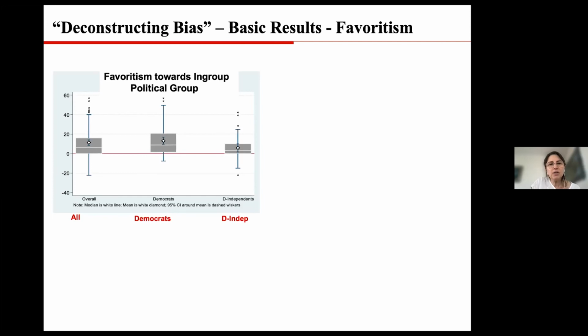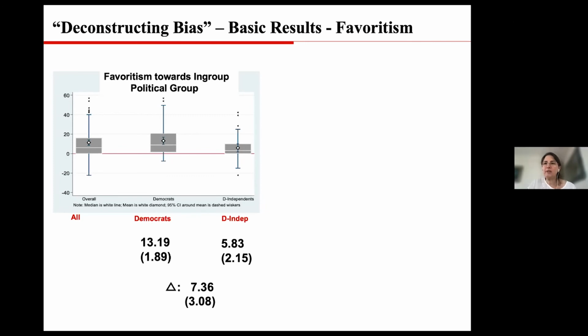And if we compare Democrats and the Democratic-leaning independents, well, this looks interesting. The Democrats seem to show more in-group favoritism than the Democratic-leaning independents. So we say, oh, that's evidence that those people who are more attached to their group, the Democrats, actually show more favoritism towards their group. We take a look at that, and indeed that difference in the mean level of favoritism is significant. So we thought that's good news for our hypothesis.